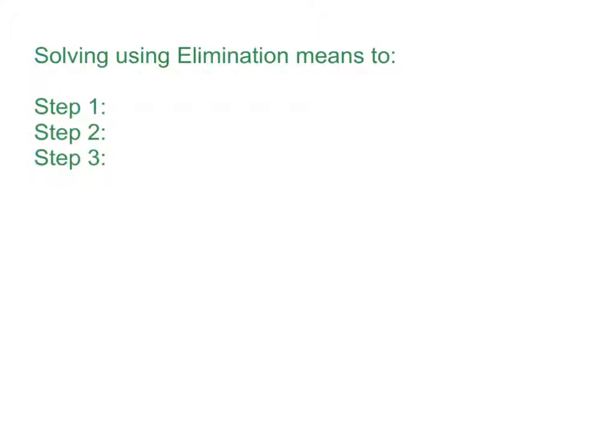We really need to talk about what the steps are. So this section has to go in the left-hand margin over on the side, because these are the steps we're going to use for each problem. Solving using elimination means to cancel out a variable.